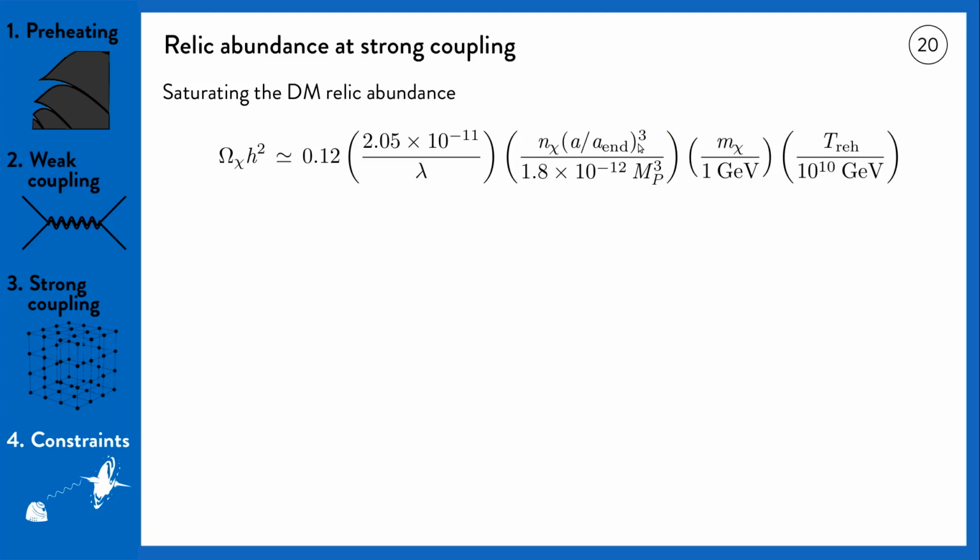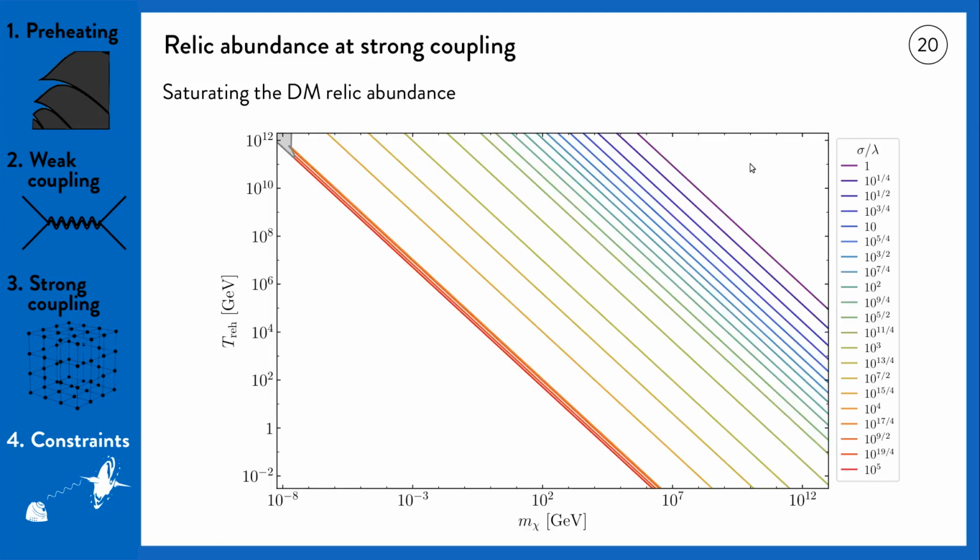In the case of strong couplings, the abundance can be parameterized in terms of the mass-independent n chi, leading always to an inverse relation between the reheating temperature and the dark matter mass, which is shown here for several couplings. The clustering of curves here corresponds to the saturation of the comoving number density in the back reaction regime.